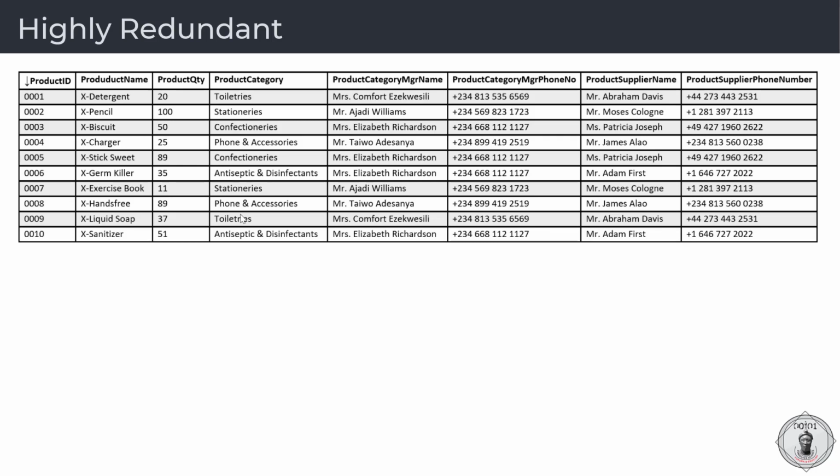Another scenario to look at is that the supplier name is bound to each product, not the category. So we can see that if we have to enter 100 other products that this Mr. Abraham Davis supplies, it means that we have to enter the name and the phone number 100 times, and that's a lot of work to do. It takes time and resources.